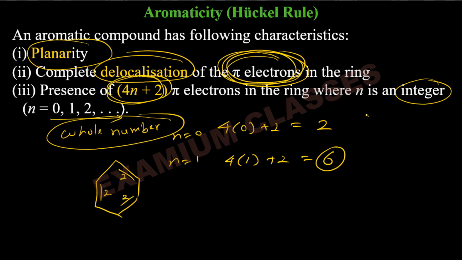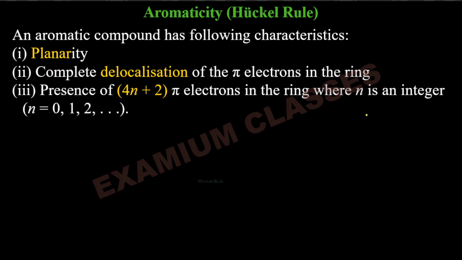Earlier, when they were named, the aromatic keyword basically comes from aroma. So initially, most of these compounds were found to have some aroma, some good smell. So that's why these compounds were named as aromatic. But later on, many compounds showed similar properties, but they didn't have a good aroma or any aroma. So that's why the definition was modified, and these 3 rules were given by Huckel. So that's why these are known as Huckel rule.